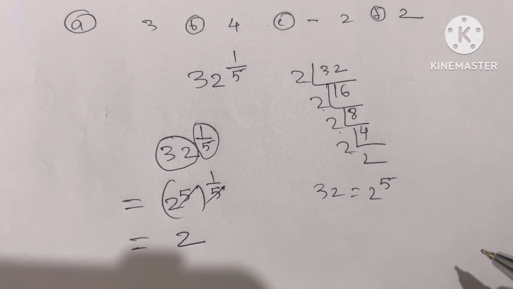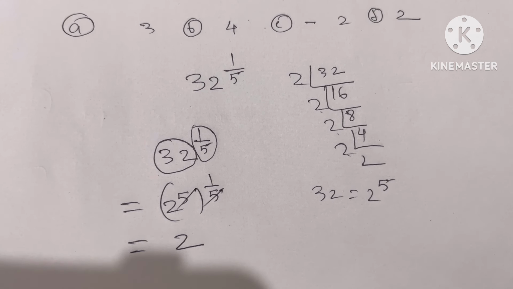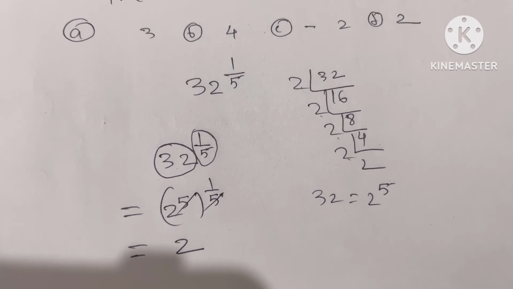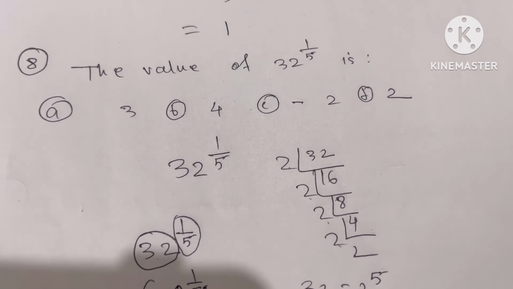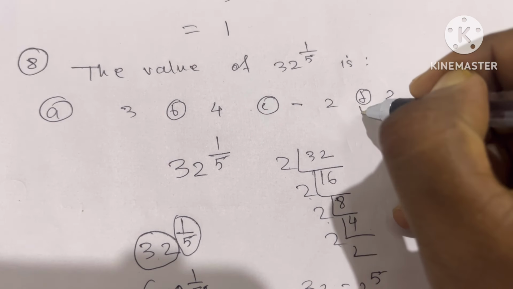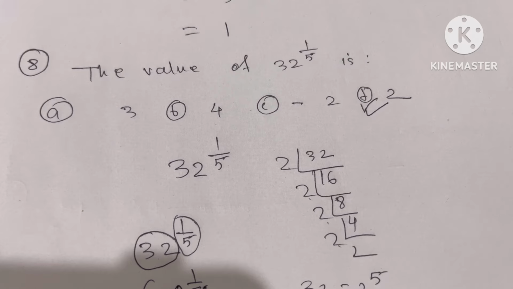32 means 2 to the power 5, and again the power is 1 by 5, so the 5 gets cancelled and the answer will be 2. Yes or no? This is very simple. When this type of question comes, first you factorize, then write the number as a product of prime exponents, then try to cut the powers, and we will get the answer. Okay, so option D is correct.